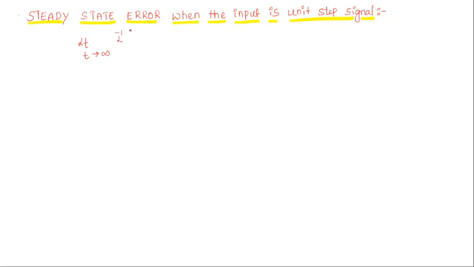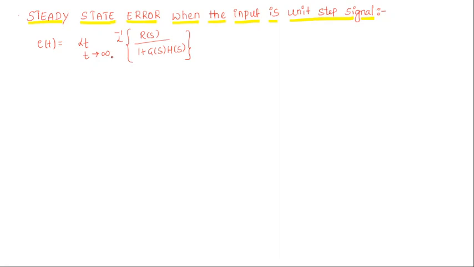inverse Laplace transform of R of s by 1 plus g of s into h of s. So already we defined the steady state error e of t equal to limit t tends to infinity inverse Laplace transform of R of s by 1 plus g of s into h of s.